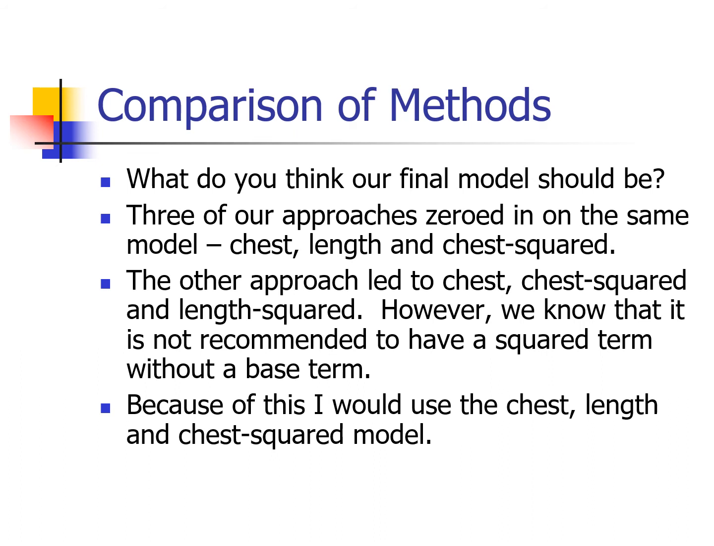All right, so we did 4 approaches. 2 of those approaches picked chest, length, chest squared. 2 of those approaches picked chest squared, length squared, and chest. So we have to pick between those 2. Oh, I'm sorry. My slide says 3 of the approaches pick chest, length, and chest squared. That's not true, right? That's a typo on my part. 2 approaches picked one, 2 approaches picked the other.